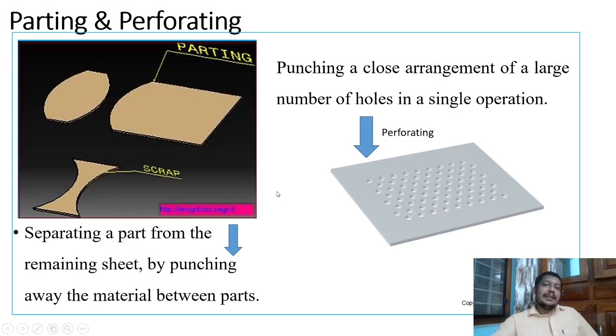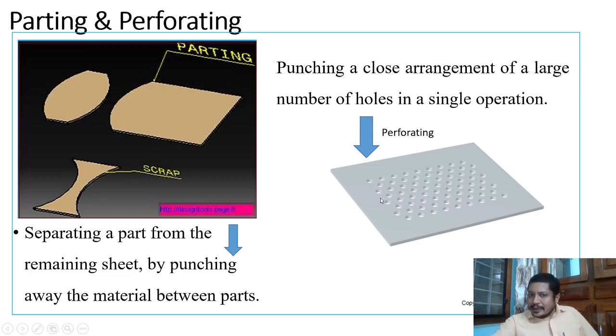The next two operations are called parting and perforating. Parting off means this is my product 1, and this is the balance sheet. After performing the operation, part 1 and sheet 2 are separated by removing the scrap in between. That operation is called the parting operation.